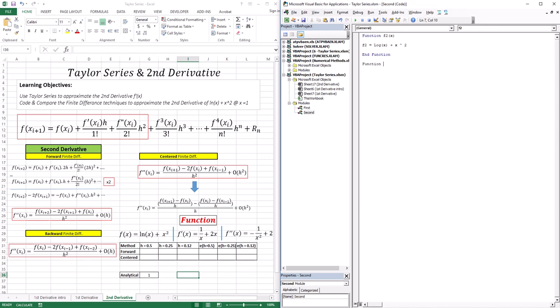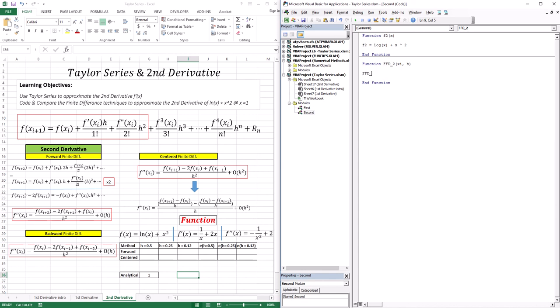I have two functions to write: the function for the forward finite difference for the second derivative, and the centered finite difference, also for the second derivative. So I'm going to say ffd, for forward finite difference, underscore 2. As we explained before, I really have two inputs here: the input of xi and the input of h. The reason I'm using underscore 2 is that if I use ffd2 here, Excel is going to think I'm referring to a cell, so it's going to cause an error. That's why I'm using the underscore here.